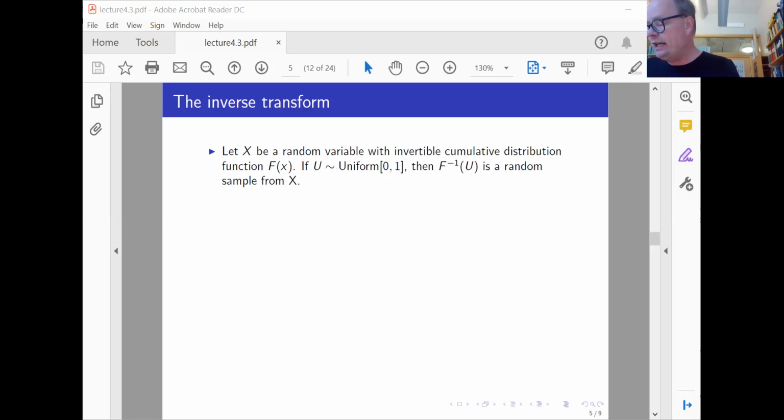Now you can see that you will get values that are basically distributed as this density, because there will be most when this density is high and very few when the density is low. So that's the intuition behind this.